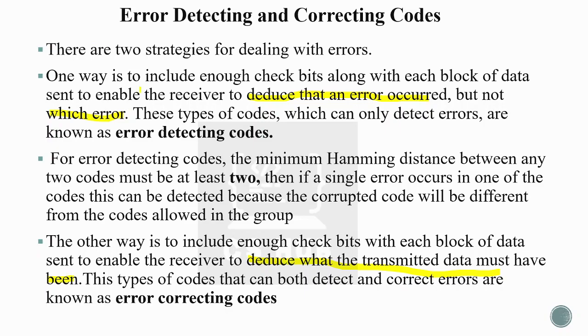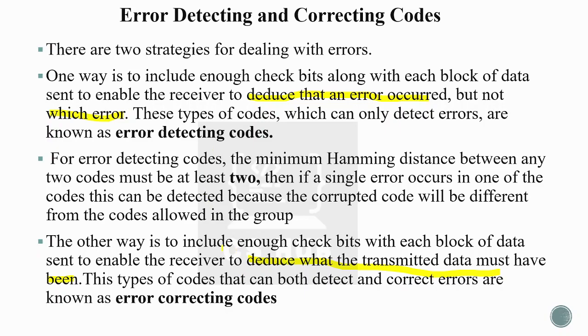In the first category, we already discussed that we can identify that an error occurred, but we cannot deduce in which bit the error occurred, or what the original data is. Such codes are known as error detecting codes. To make that happen, our Hamming distance must be at least 2.